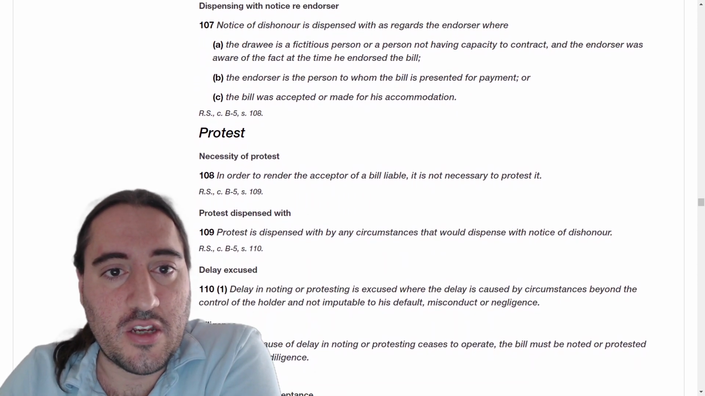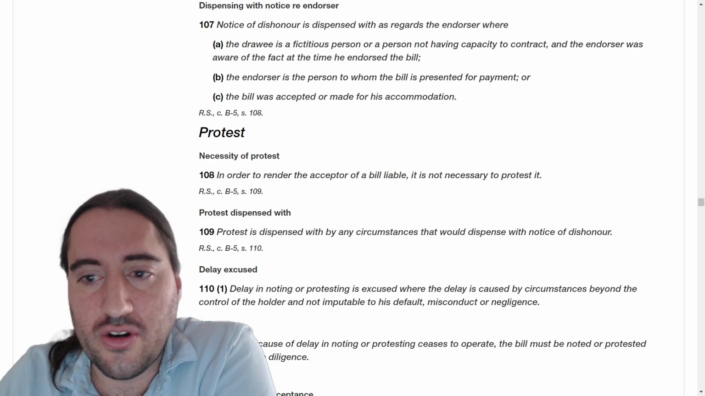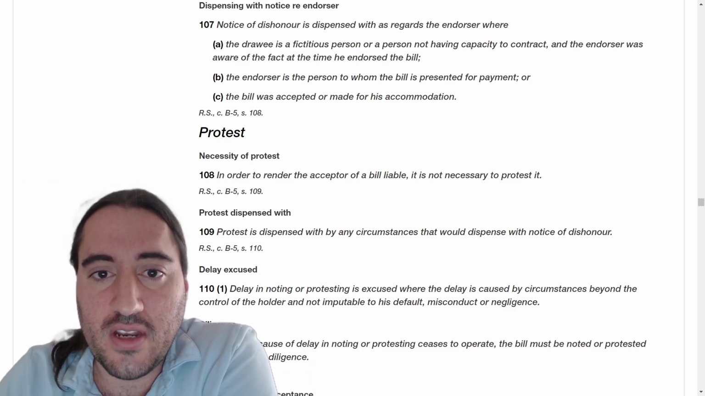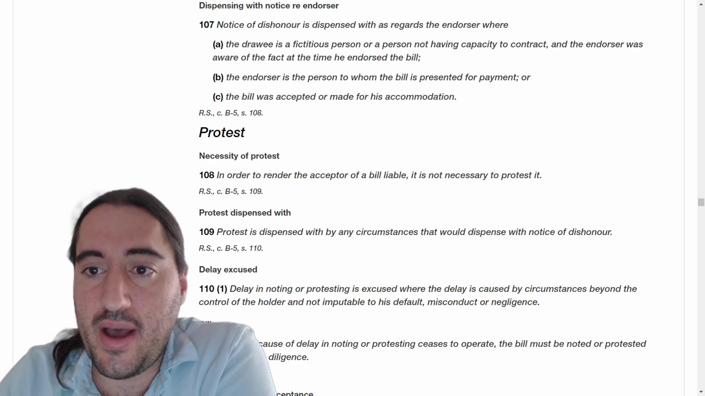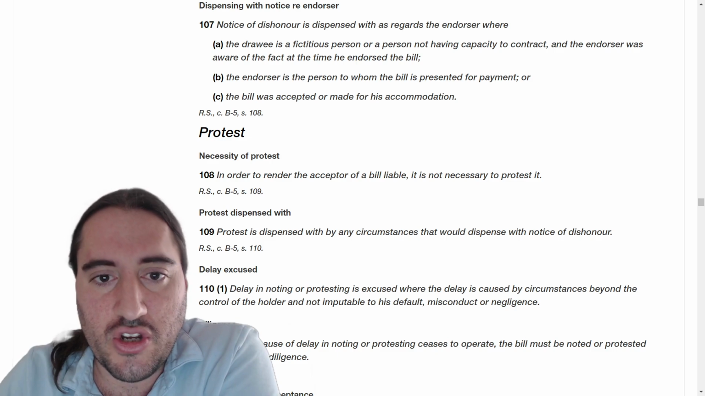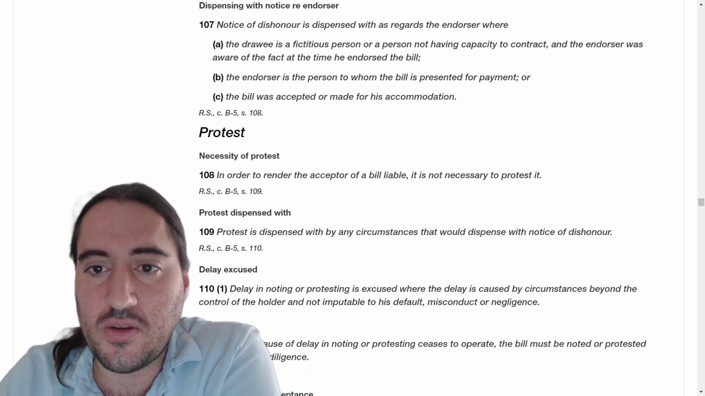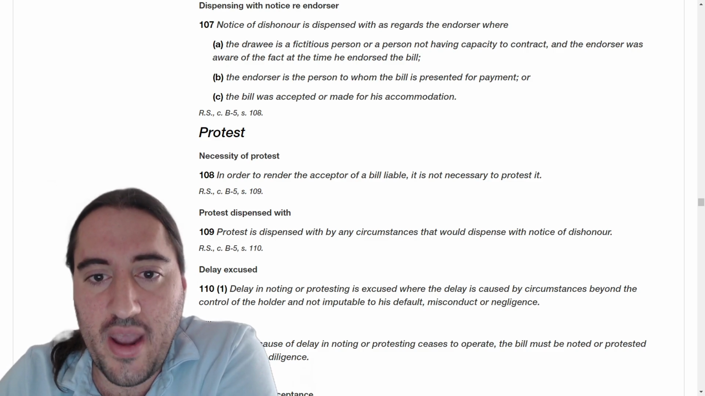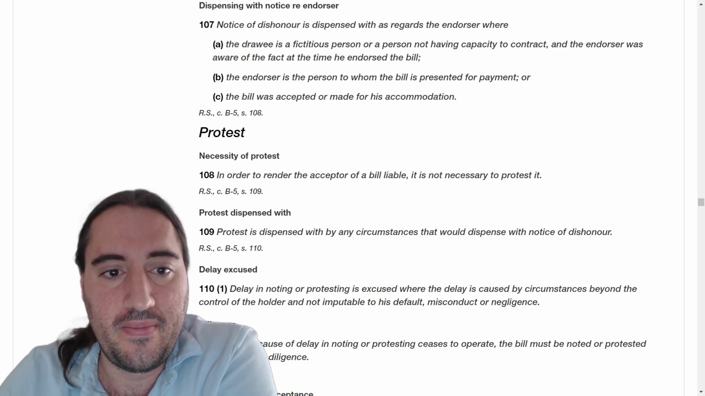Dispensing with notice re endorser. Notice of dishonor is dispensed with as regards the endorser where a. the drawee is a fictitious person or a person not having capacity to contract, and the endorser was aware of the fact at the time he endorsed the bill, b. the endorser is the person to whom the bill is presented for payment, or c. the bill was accepted or made for his accommodation.